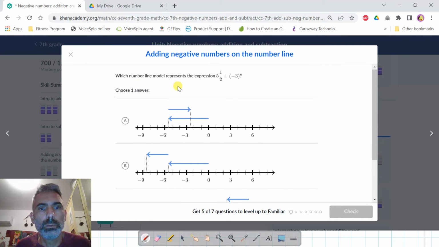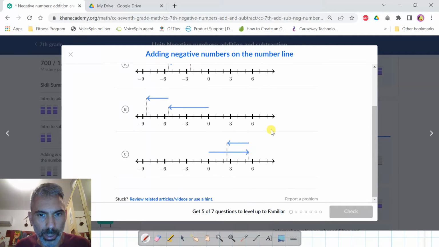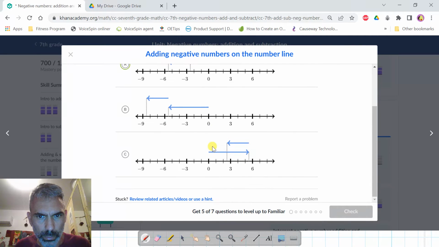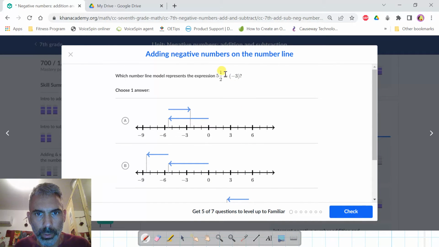Which number line model represents the expression 5.5 plus negative 3? So we begin on the number line on 5.5. Okay, so the only option that begins at 5.5 is this one. From the 0 we take 5.5 steps to the right, and then we go back. We take another 3 steps to the left.